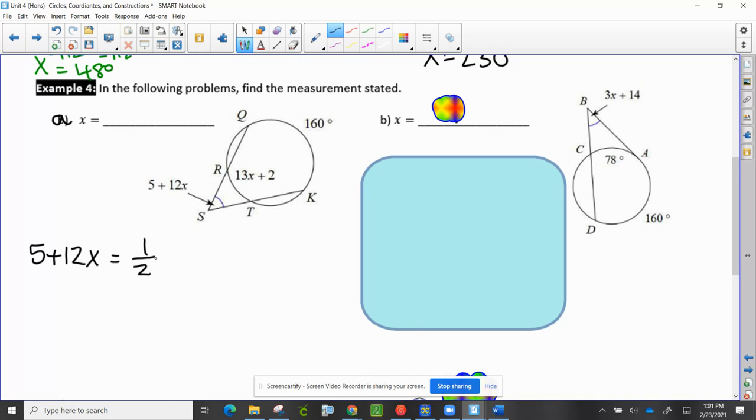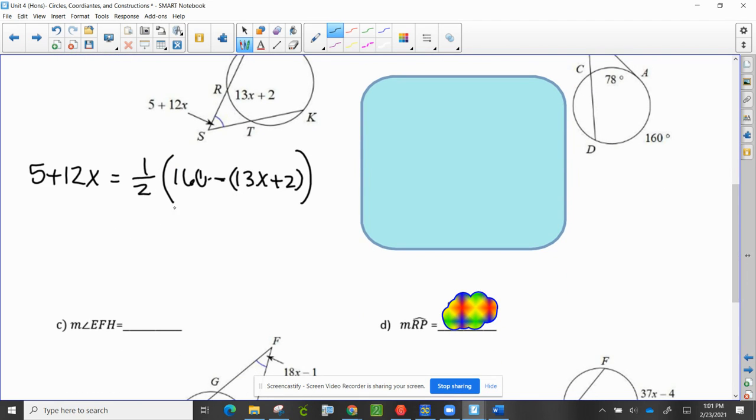Okay, 1/2 my far arc, which is 160, minus my near arc, so 13x plus 2. Now we have to be careful with this one because we're subtracting that whole thing, not just the 13x. So when we simplify these parentheses, we would have minus 13x, but then also minus 2. You kind of have to distribute that negative because you're subtracting the entire statement there.